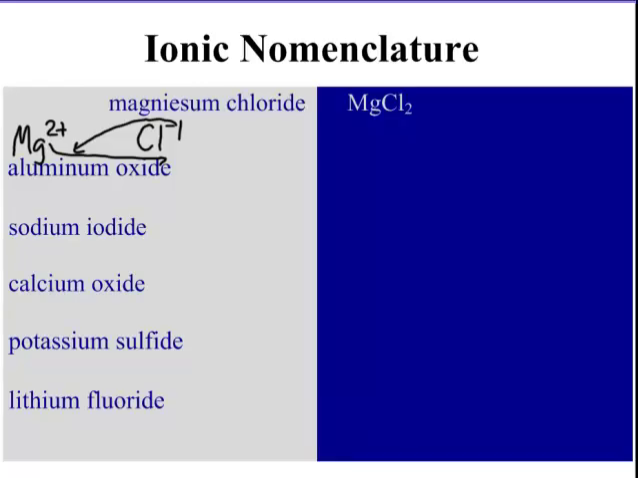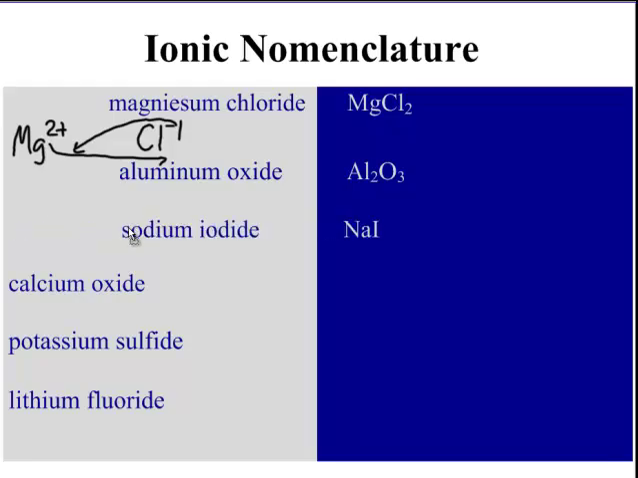The next example, aluminum oxide. Al is a +3, O is a -2. Crisscrossing these charges and making them subscripts gives you the formula Al2O3. Sodium and iodine, those are both 1 ions, so the formula is only NaI.